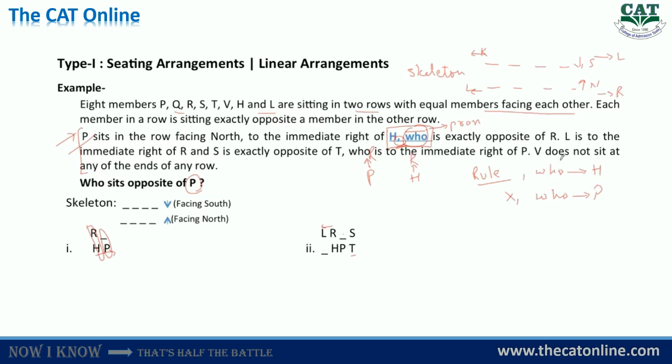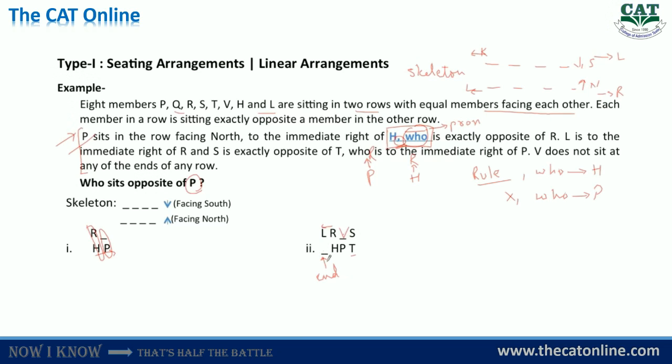What is the next statement saying? V does not sit at any of the ends of any row. So we have one placement, this, which is an end. V cannot sit over here. So V will be possibly sitting over here.